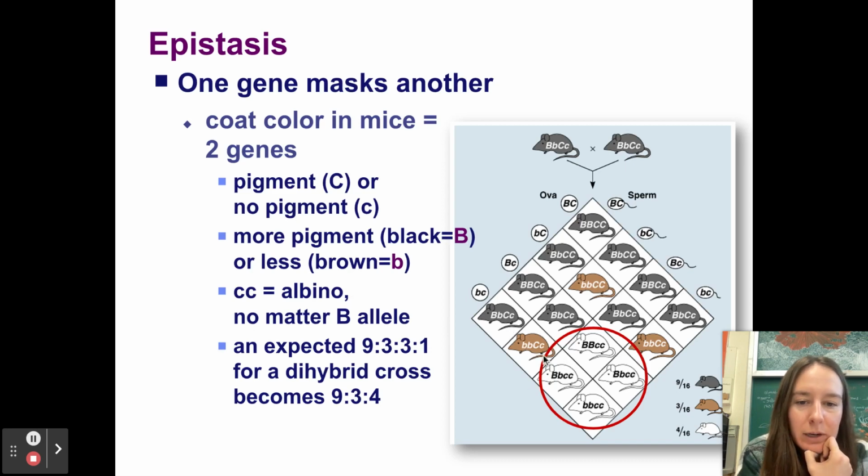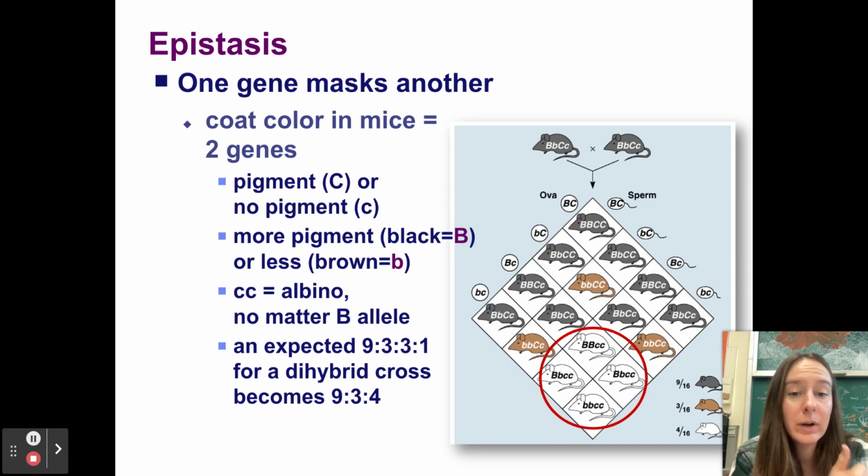Let's look at this mouse right here. This mouse has one dominant C, so it's able to make some pigment, but it is homozygous recessive for how much pigment. Because it's homozygous recessive, it's making a little bit less pigment, so it will be brown. In this case, we have one capital C allele, so we're able to make pigments. We're good. And then let's check our B allele. We have the allele for more pigment, and so we are going to be able to make it.